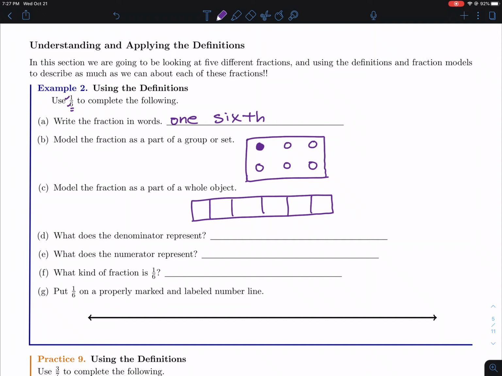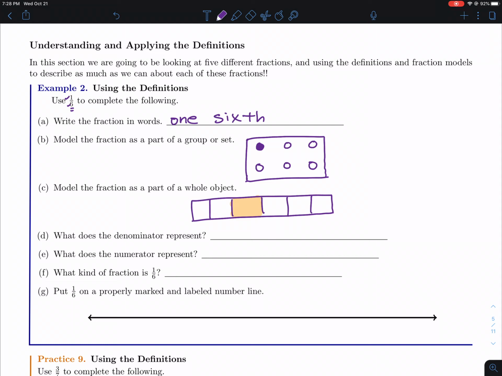So now for my top number, I need to shade one of these in. Since there's only one, I just want to shade one of them. And again, it doesn't matter which one you shade. You can shade any of them. So I'm just going to shade this weird random one in the middle in this case. And so that's what 1/6 would look like as a fraction strip.